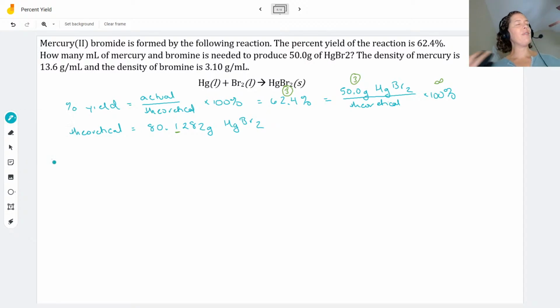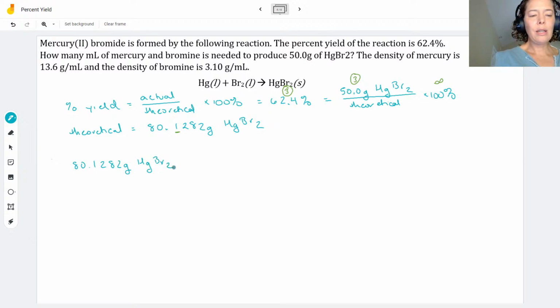Again, there are a couple different ways to do this. You can string along 2 longer calculations if you like. You will get to the same place. The important thing is it makes sense to you, and it's organized in your mind and you know where you're going. That's totally fine. Okay, so I am first going to convert this grams of mercury II bromide into moles.